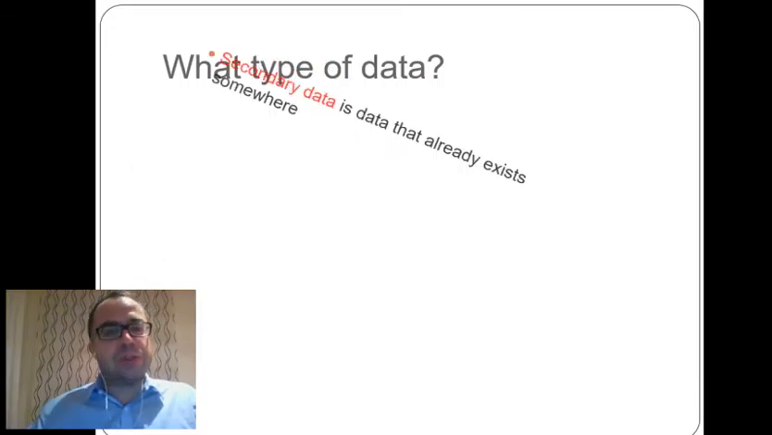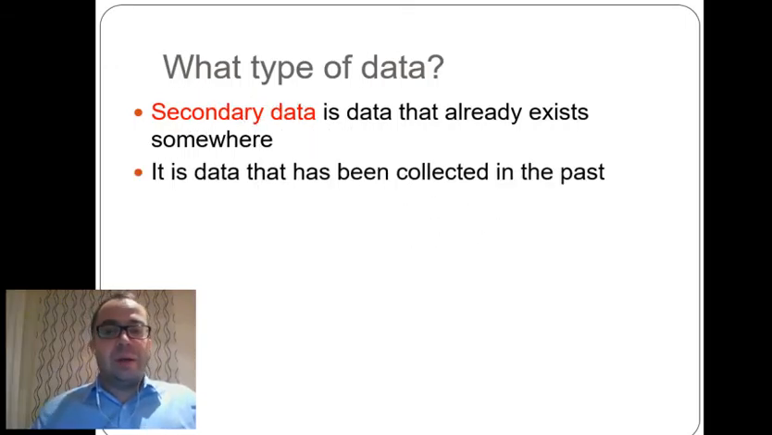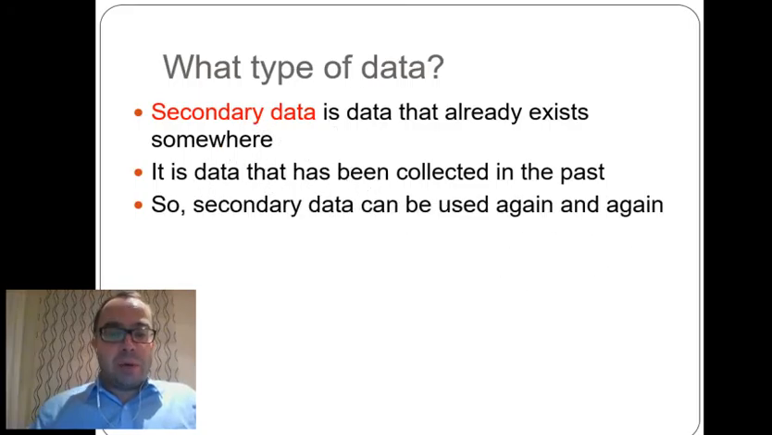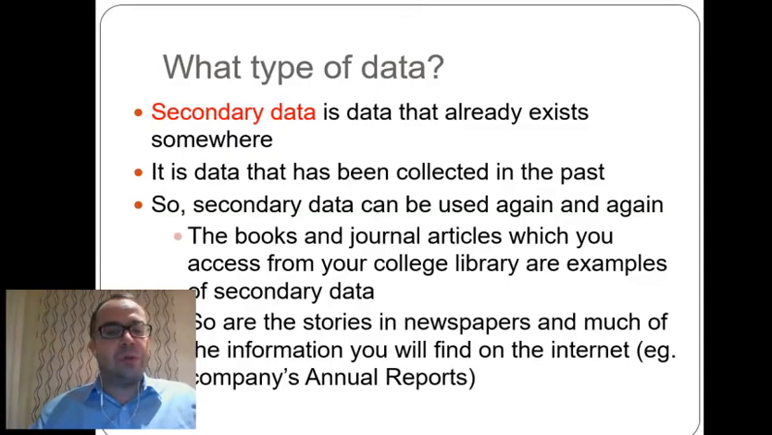Let's move on to the secondary data, which is the data which has already been collected by someone else, something which has already existed somewhere and is available. You may wish to use this data again and again. Internet sources, literature, journals, books, articles. All these are examples of your secondary data which you might be using.